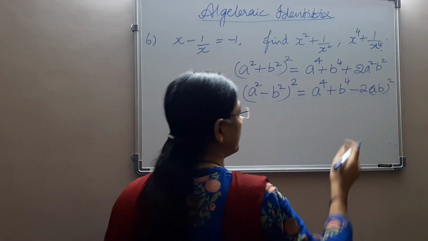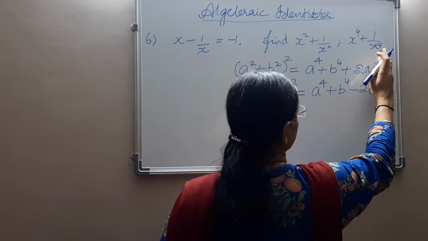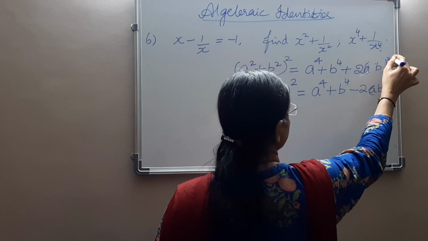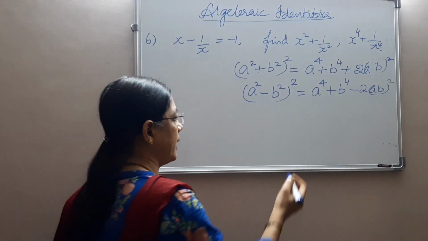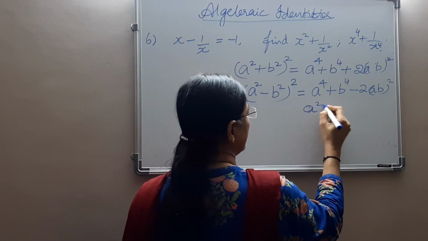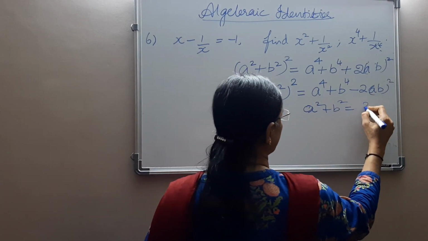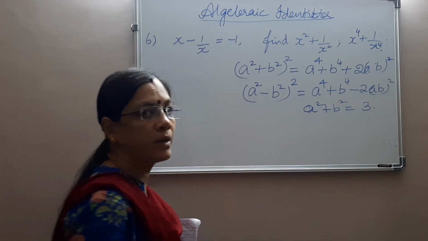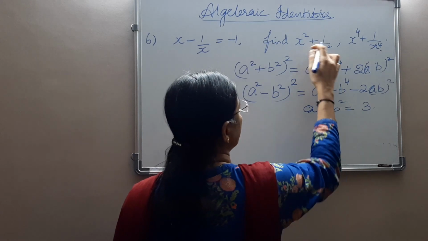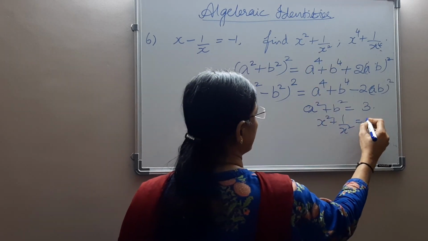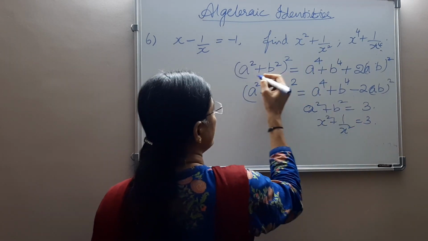You have these two formulas. Now we need to substitute this. Since we have already obtained a squared plus b squared is equal to 3, that is x squared plus 1 by x squared is equal to 3, we have already obtained, isn't it? So we will take this formula.